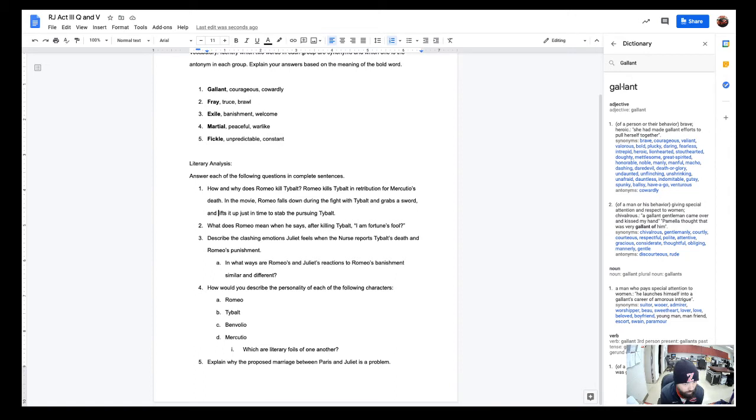In the movie, Romeo falls down during the fight with Tibble and grabs a sword, lifts it up just in time to stab Tibble. Okay, that's what I said there. So I said in the movie because in the play, it just says they fight. Tibble dies. So we get a lot of stage direction right there, or they fight. Tibble dies. It might even say they fought with swords, but that's not much direction. So we have something here that Shakespeare didn't put in there exactly, but actors would have done this their own way. So it's really kind of like who did the play first.